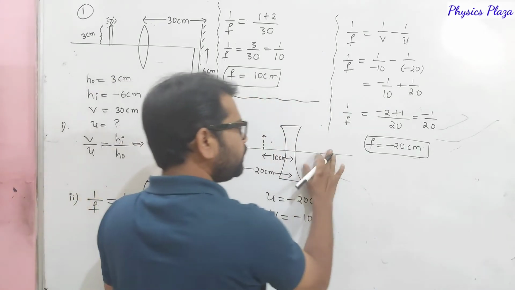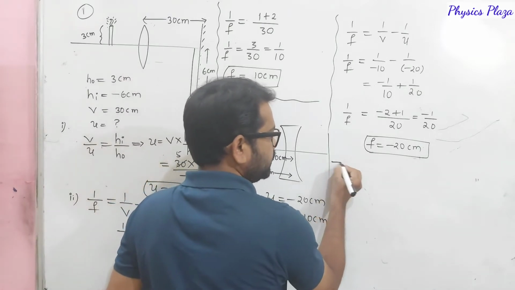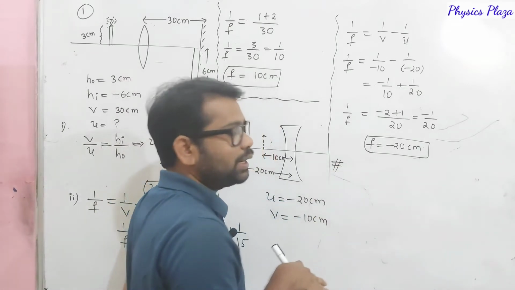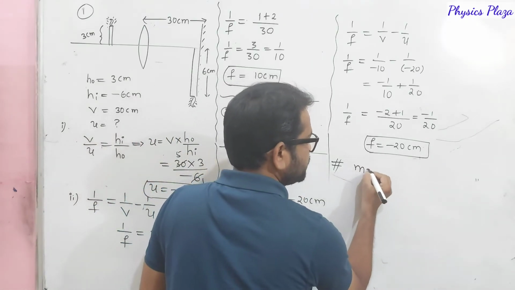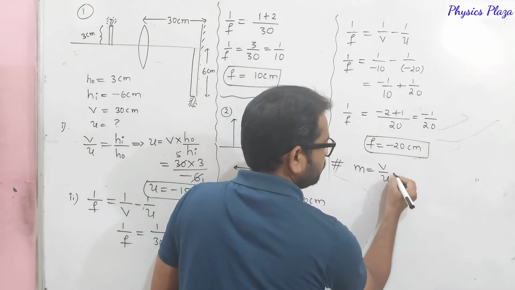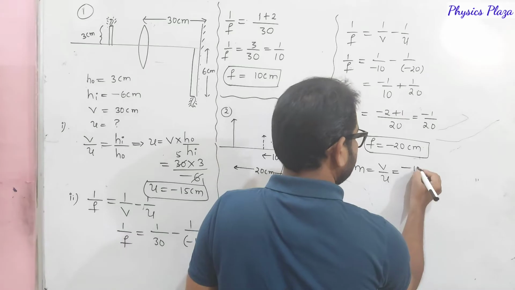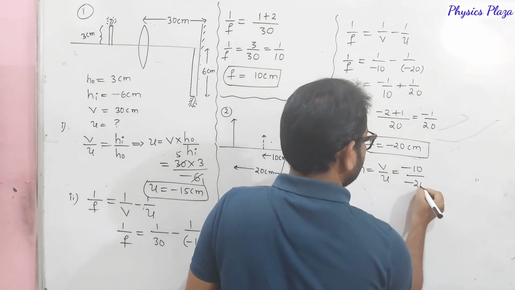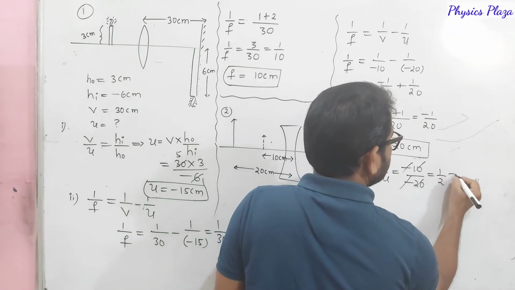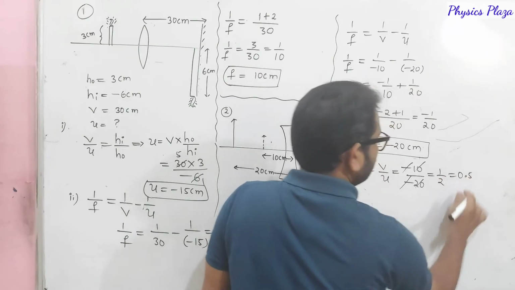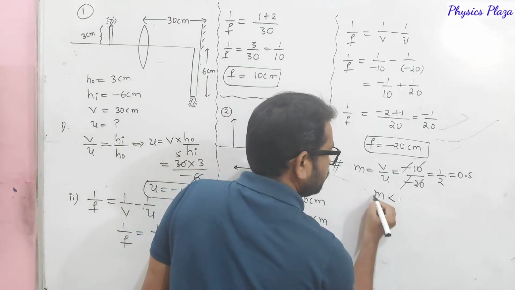But children, what are the characteristics of the image formed? As in the numerical they did not ask us to calculate the magnification, let us try here. Children, we know that magnification is equal to v by u. The v value we got here is minus 10 centimeters, and u is minus 20. So this is going to be 1 by 2, that is 0.5.